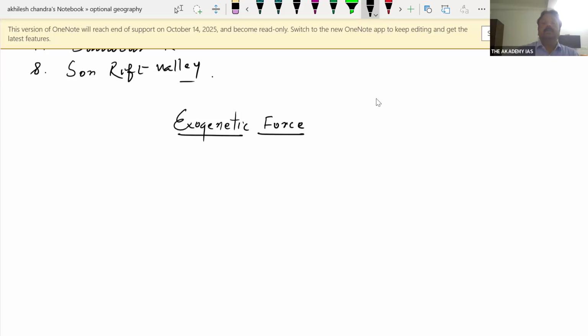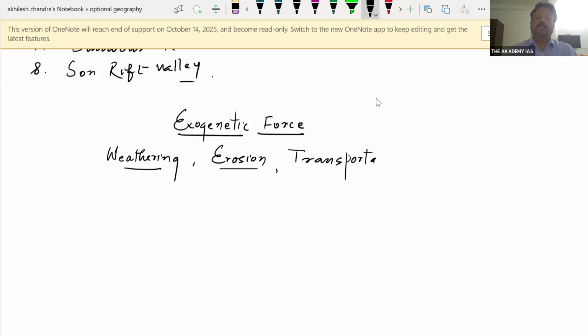Exogenetic force, that is weathering, erosion, transportation, and deposition. These all are taking place, which is responsible for the denudation process.